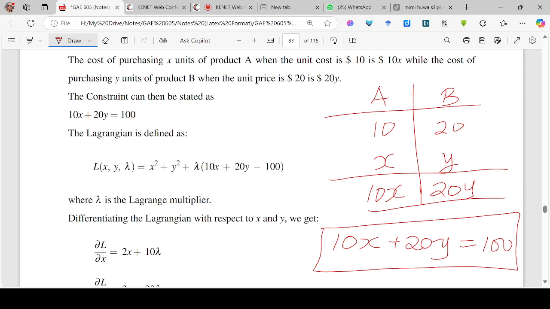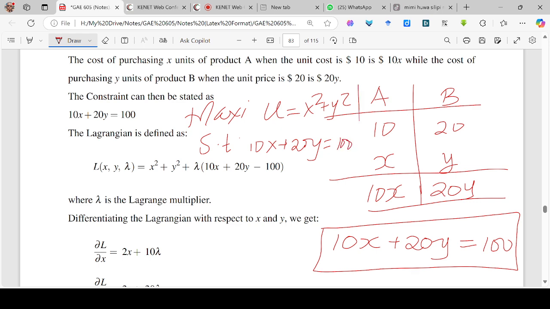So in this case, we can state our problem like this: we want to maximize the utility function, which is x squared plus y squared, subject to the constraint, which is 10x plus 20y equals 100. That is how we would state our problem.